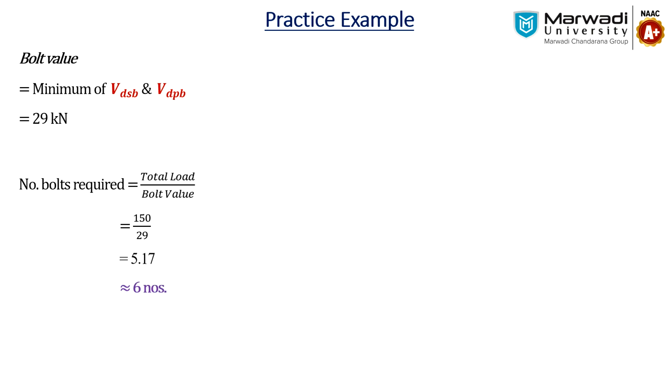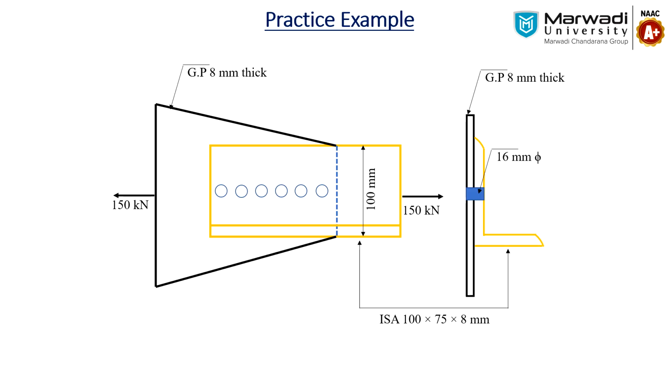We have to show this in the form of detailing. In this detailing, in the cross section as well as the longitudinal section, we can see the design of this connection. Here we can see the 16 mm bolt, shown as one line, connecting ISA 100 by 75 by 8 to the gusset plate of 8 mm thickness. In this section we can see a single line of 6 bolts of 16 mm, and in between you can mention the spacing of the bolts, which is the pitch, 40 mm as we have considered. So 40 multiplied by 5 is 200 mm.